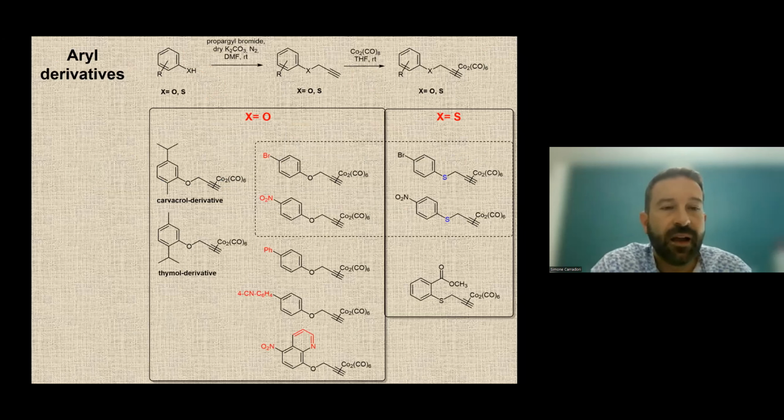Regarding instead the aryl derivatives, we followed the same synthetic scheme, so the functionalization of the heteroatom, hydroxy or mercapto, and then the introduction of the cobalt hexacarbonyl in the structure. We obtained different compounds, trying to investigate different substituents, but also enlarging the structure and the complexity, and also using natural compounds derived from plants, such as carvacrol and thymol.